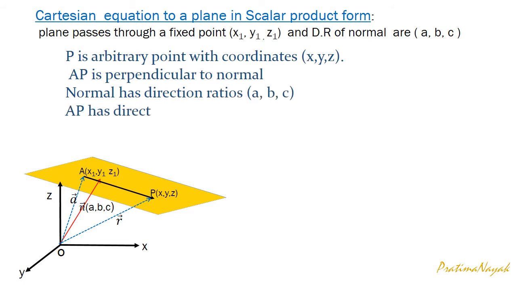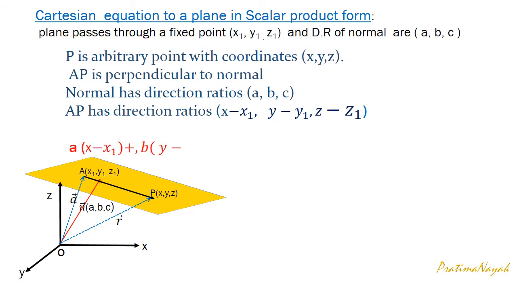So since they are perpendicular to each other, a into (x minus x1) plus b into (y minus y1) plus c into (z minus z1) is equal to 0. So this is the Cartesian equation to the plane when one given point is there and the normal is given.